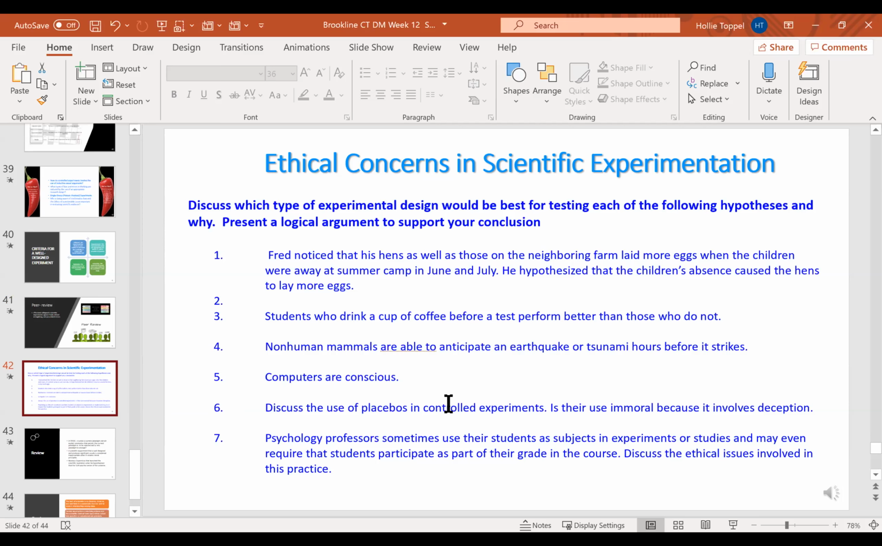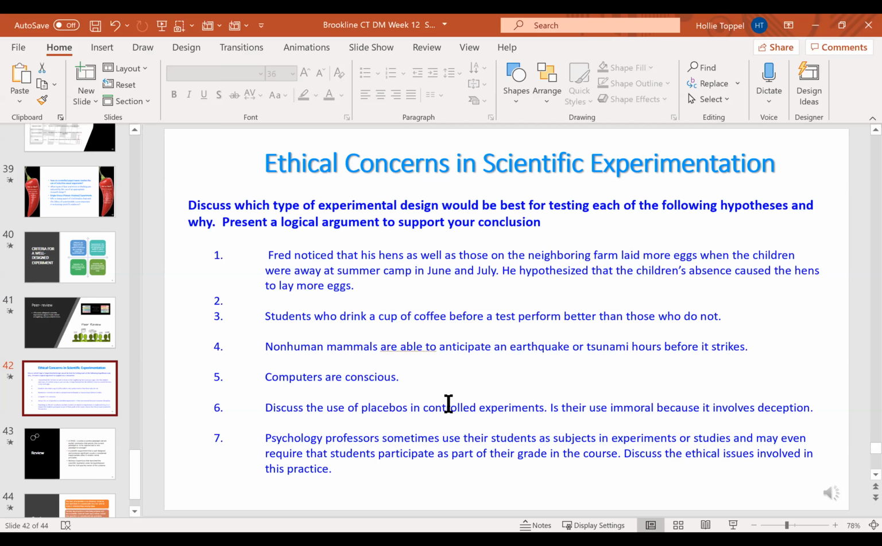Students who drink a cup of coffee perform better on a test than those who don't. Well, maybe you can. What about studying? There's too many variables in there. Non-human mammals are able to anticipate an earthquake or tsunami hours before it strikes. Relying on animals, I'm not too sure how reliable that is. They say that's true, that animals run from where there's going to be an earthquake or tsunami. Computers have consciousness. That's still difficult, but I'm sure they will by the time I'm living till 2075.